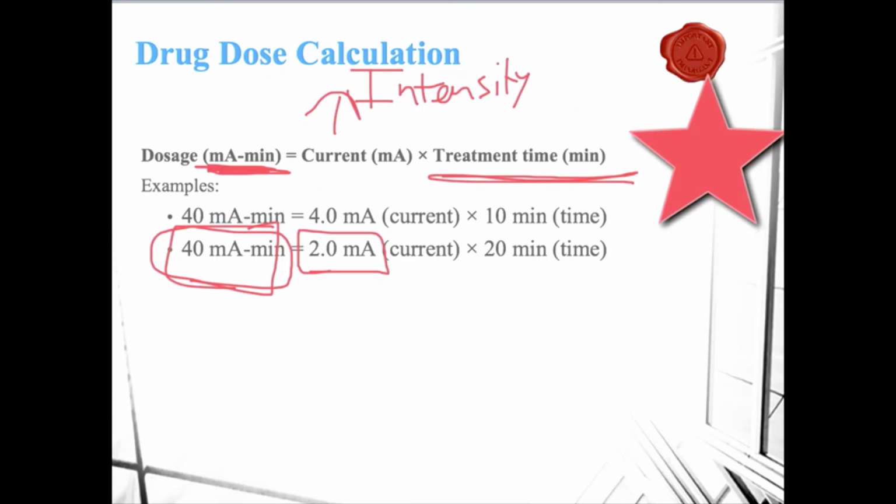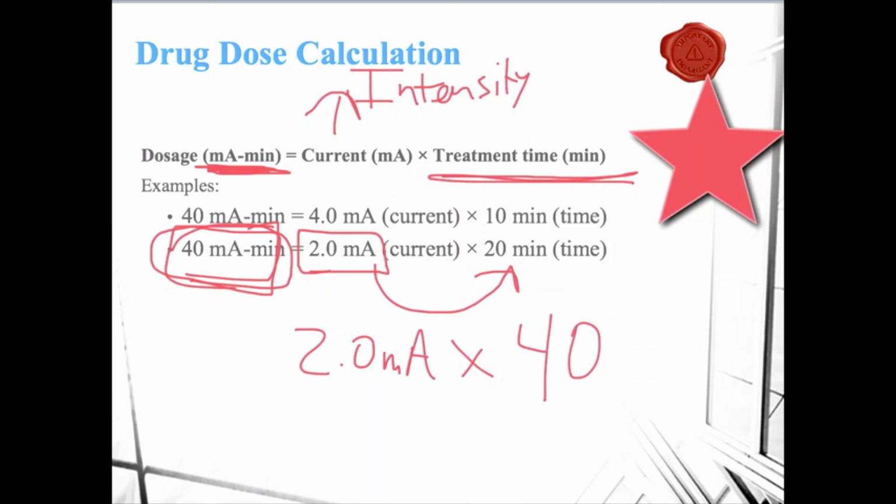So if you do it at 2 milliamps for 20 minutes, you would get 40. What if you do it for 2 milliamps and you do it for 40 minutes? Your dosage would be 80 milliamp minutes. Now I'll go to this next slide and we'll look at how it's set up on the machine.